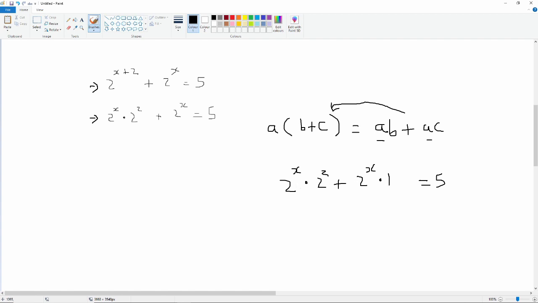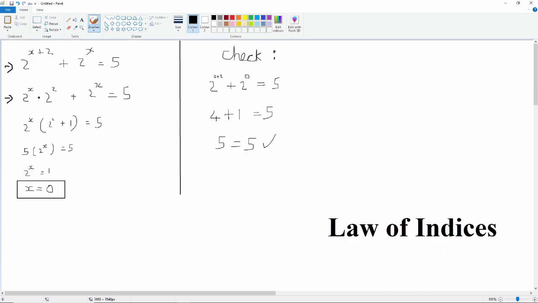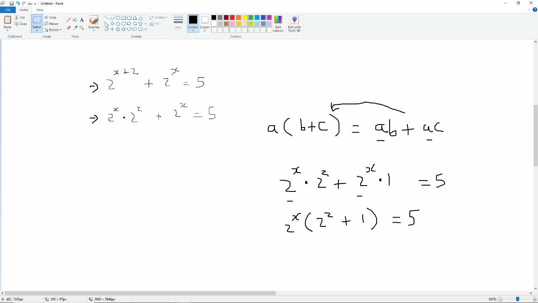And now if we pull the 2 to the power x out, we have 2 to the power x into 2 to the power 2 plus 1, which is equal to 5. And that's basically all I've done over here. So hopefully you can see that that's the same as that. So that's this line explained.